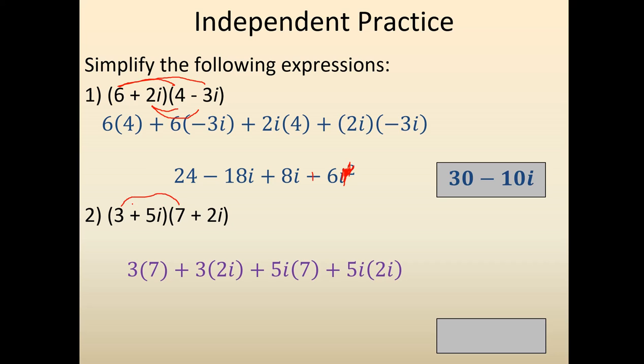Down here, same thing. Distribute the 3 times 7, 3 times 2i, 5i times 7, 5i times 2i. This becomes 21 plus 6i plus 35i plus 10i squared. The i squared drops out, and this flips the sign to be minus 10. So now for my final answer, we have 21 minus 10, which is 11, and 6i plus 35i, which is 41i. Right, and that's your final answer.